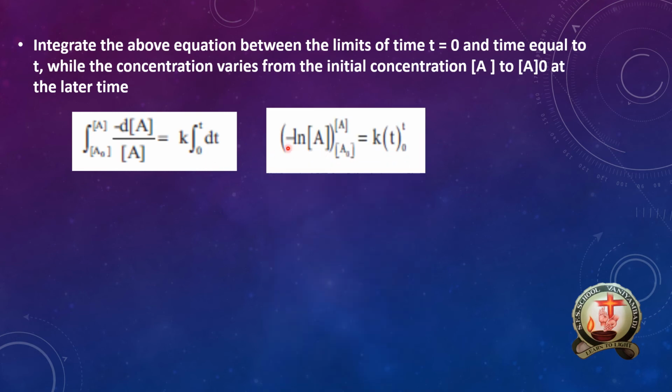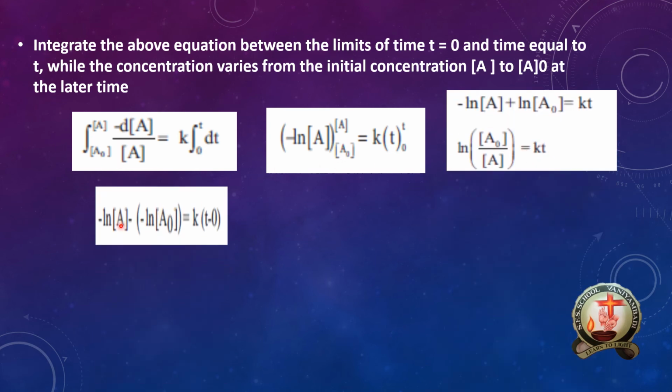What is happening? Finally, the differential and the integration get cancelled. I can apply ln A and then apply the limits, substituting the limits within the bracket. So minus ln A plus ln A0 is equal to K0 by K. K0 is 0 and KT is 1. Whenever there is a K0 value, I can add K, KT. Then ln A0 by A is equal to KT.